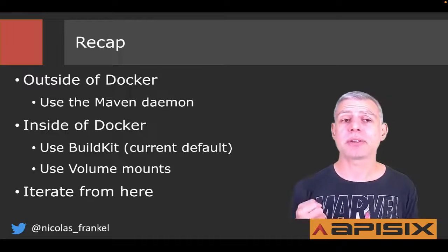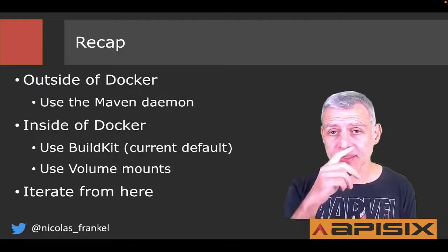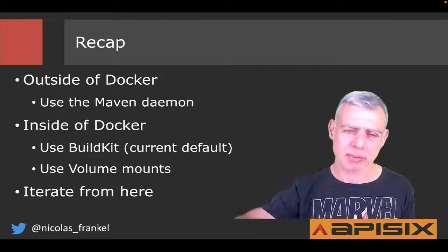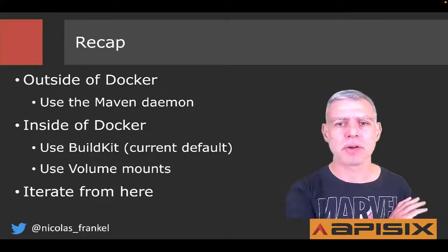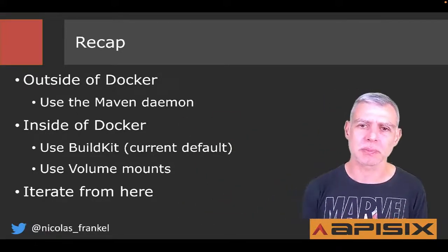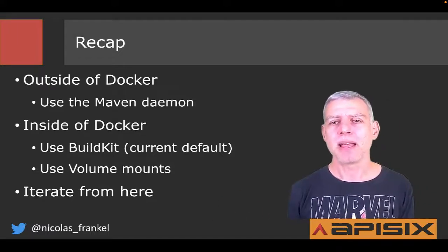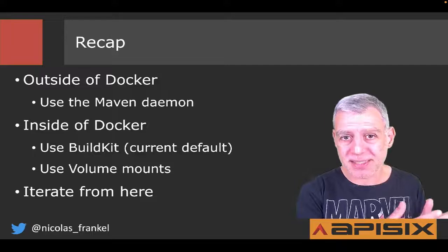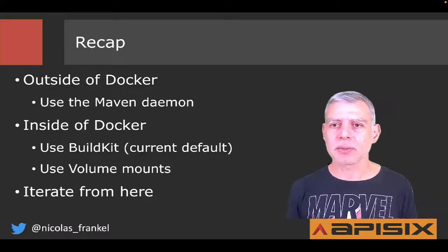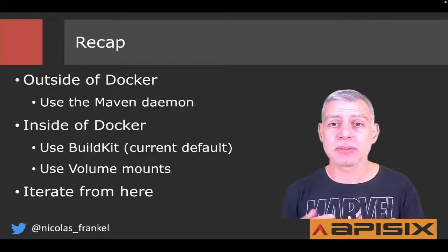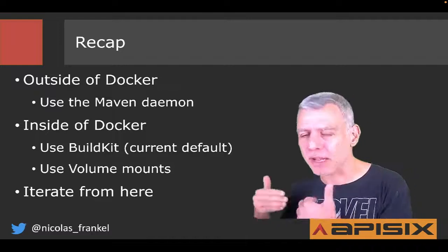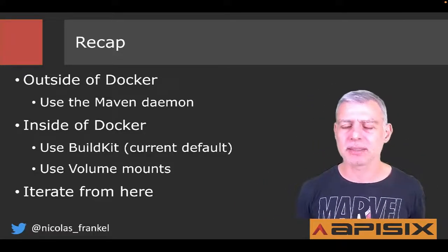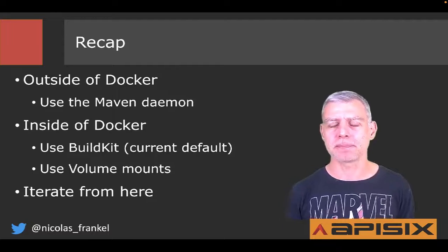If you are using Docker to build, use Buildkit. Again, it should be the current default on Mac. It's not on Linux. Enable it in that case and use volume mounts. It's going to speed up your build like you wouldn't believe. And if you want to go further, well, I've given you some different hints in each case. So you might use them to iterate from there if you want to go further and shave off some more minutes or some seconds, depending on your initial build time.